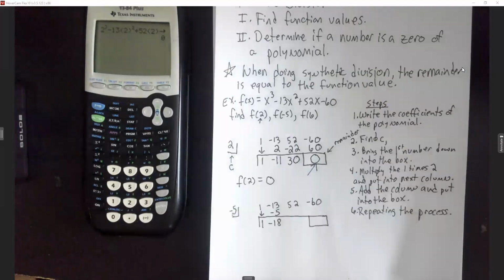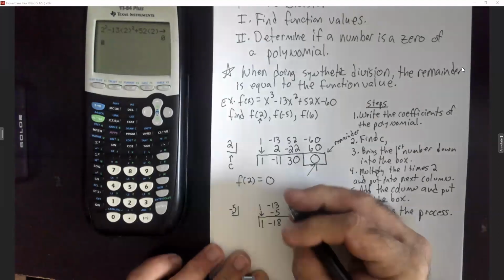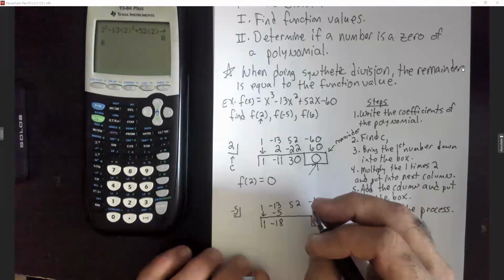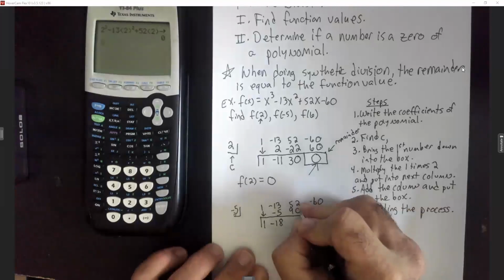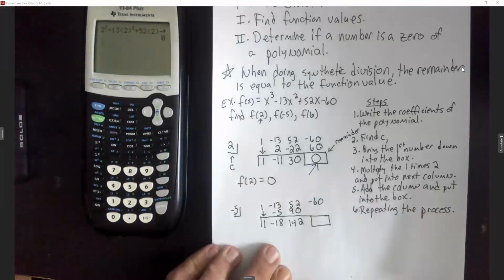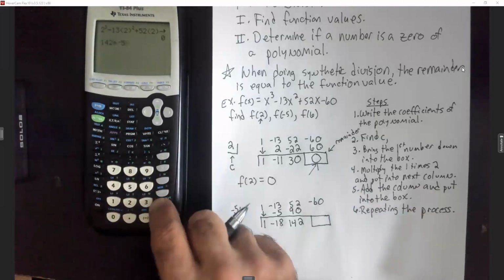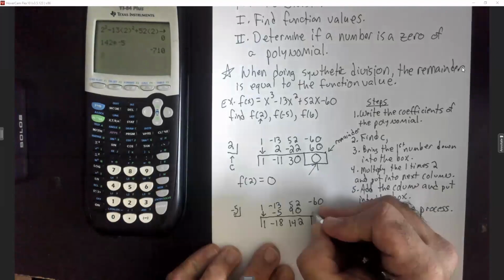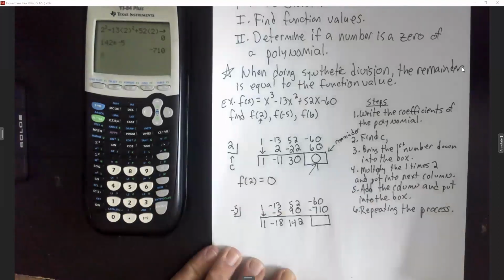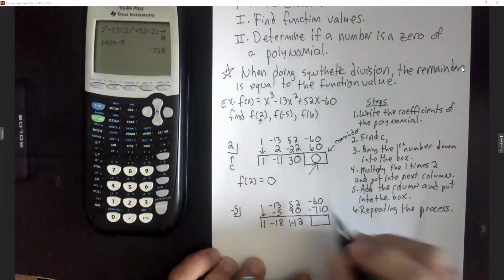All right, y'all, then repeat the process. Negative 18 times negative 5 is a positive, what's that, 90? Ninety and 52 is 142. Well, y'all, I'm going to have to calculate this one here. 142 is now going to multiply by the negative 5. That's giving me a negative 710. And to get my final answer, I will add the negative 710 to the negative 60 and get a negative 770.